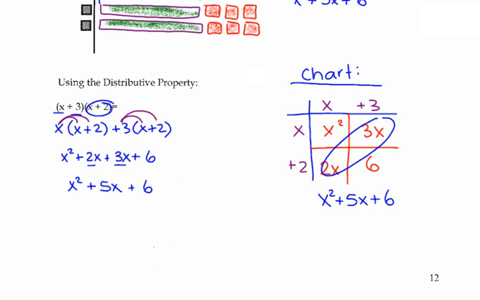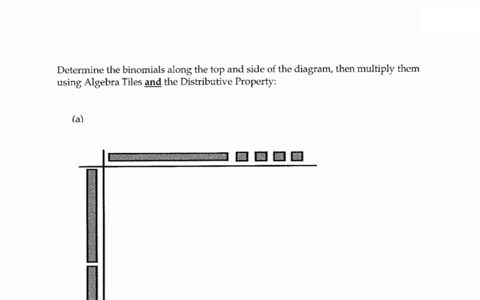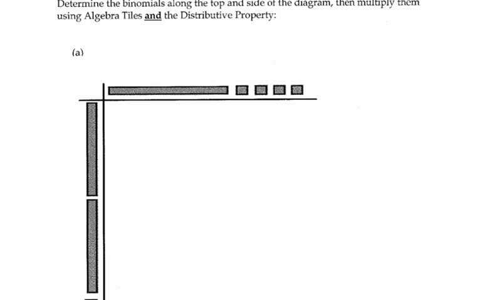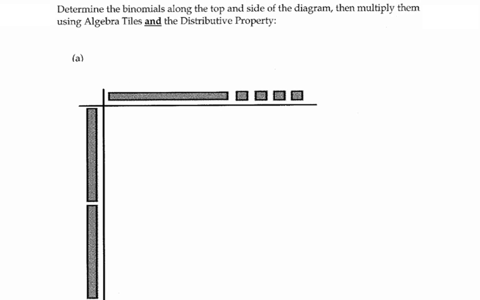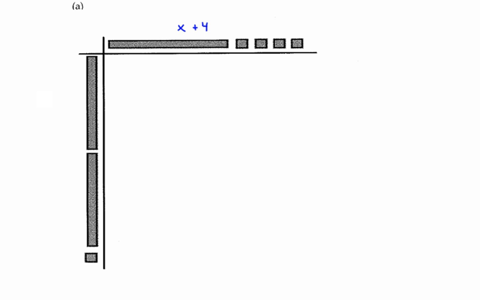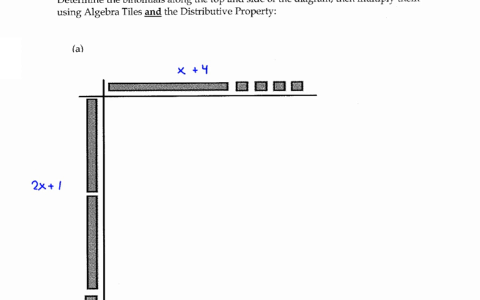Okay, so let's turn to the next page. So now we're going to determine the binomials along the top and side of the diagram, then multiply them. So what are we multiplying here? So this dimension, we have an x plus 4. On our, I guess, length, we have 2x plus 1. Okay, so we want to multiply them.